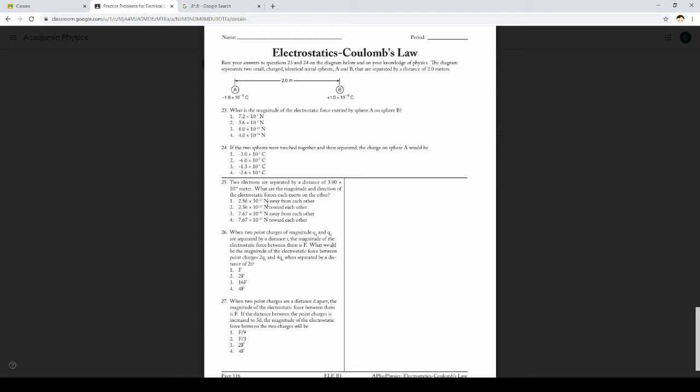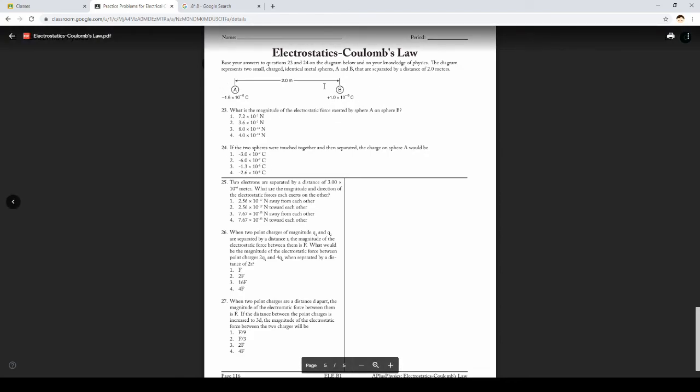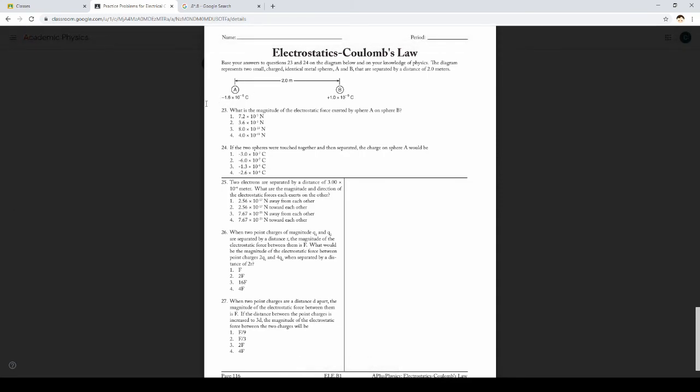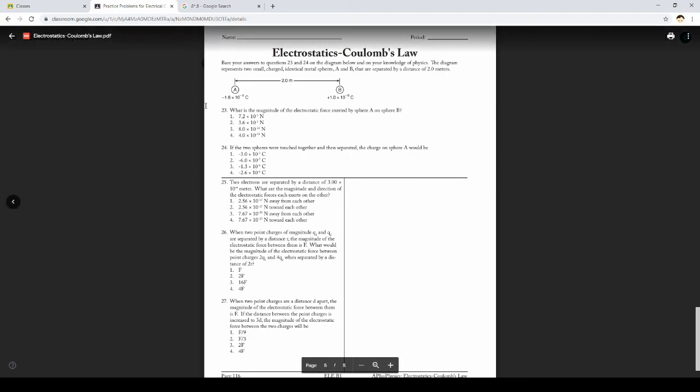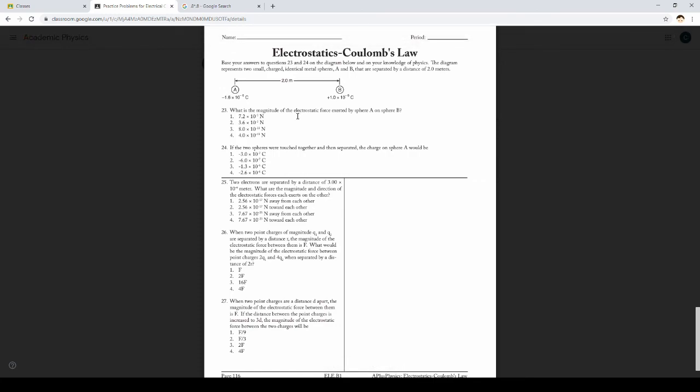F equals kq1 q2 over r squared. We take 9 times 10 to the 9th times 1.6 times 10 to the negative 6 times 1 times 10 to the negative 6 divided by 2 squared. Make sure you square the denominator, make sure you multiply those two together. You'll notice that I kind of left off this negative sign. A lot of times we don't worry about the negative sign because all that negative sign and that positive sign tell me is that this force is going to be attractive. It does not tell me anything about the magnitude. So for number 23, my answer is 3.6 times 10 to the negative 3rd.